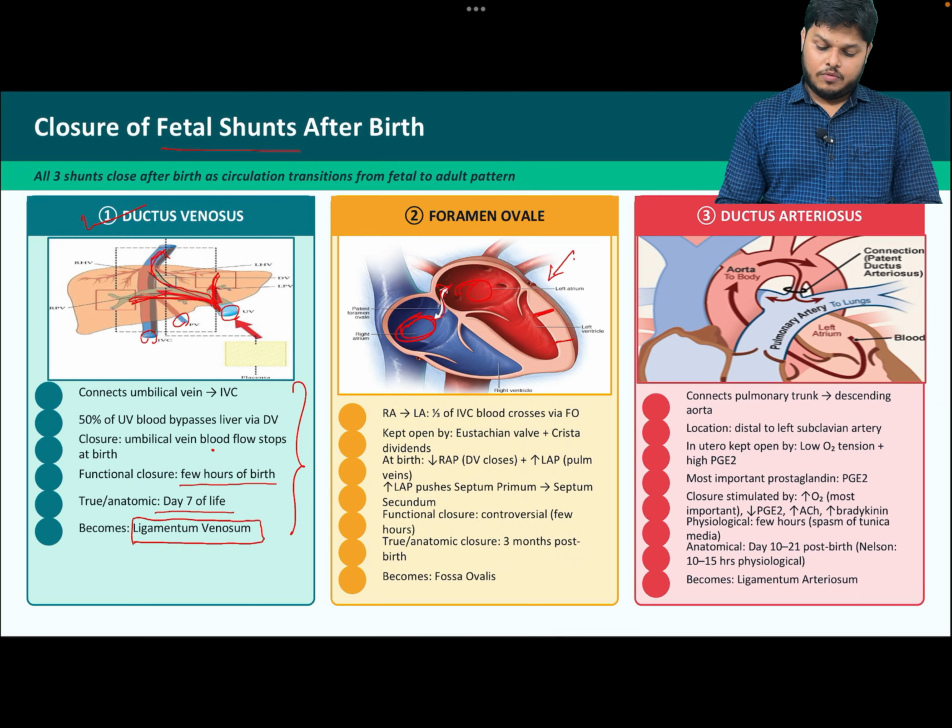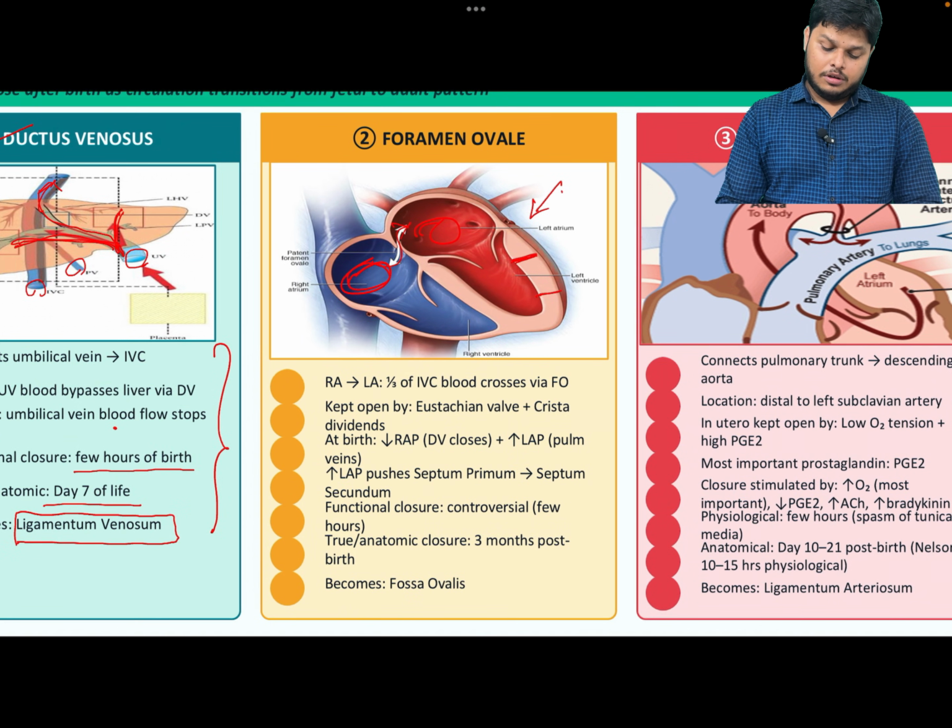So what about the foramen ovale? Foramen ovale is a connection between the right atrium and the left atrium. One third of the inferior vena cava blood crosses via the foramen ovale, kept open by, as I told, the structures, eustachian valve and crista dividens.